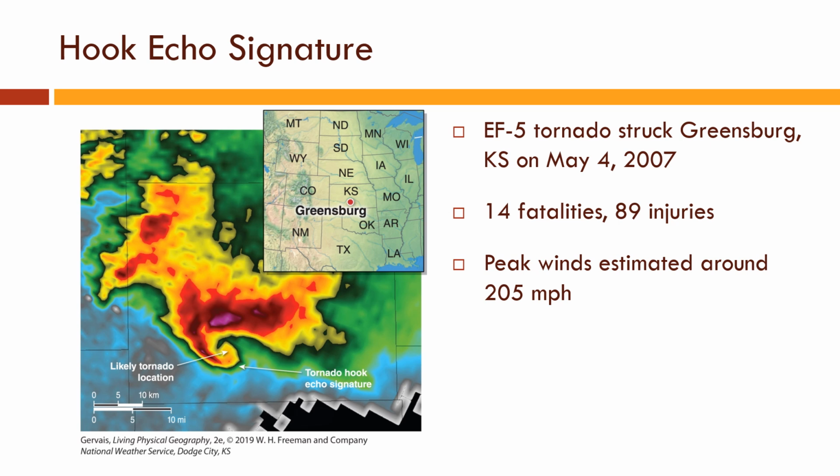That hook echo pattern, that J, is reflecting the rotation of the mesocyclone, not a tornado. Remember when we were talking about thunderstorms, I said that we can't actually see the mesocyclone doing its thing inside that thunderstorm cloud. But radar can.